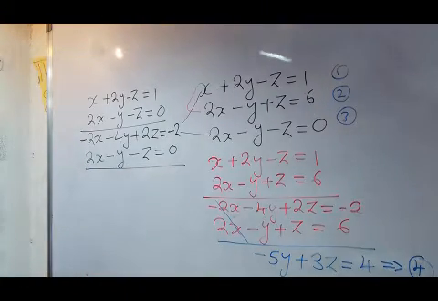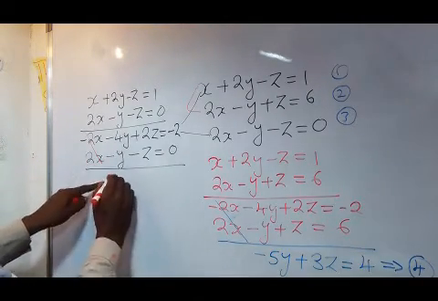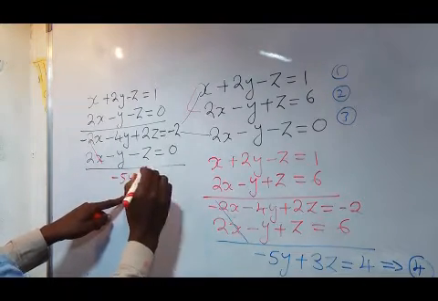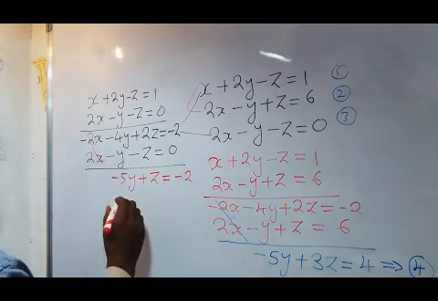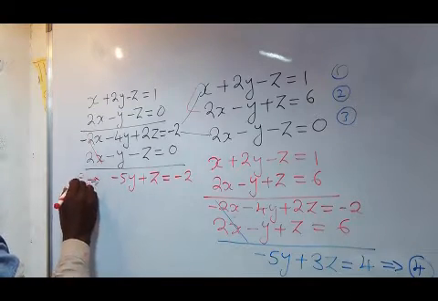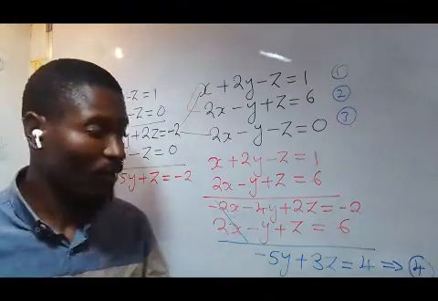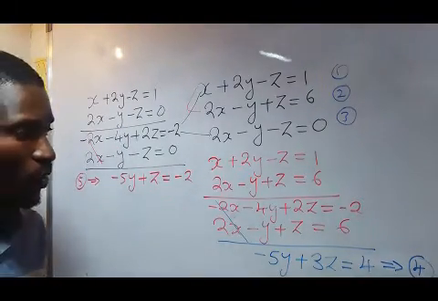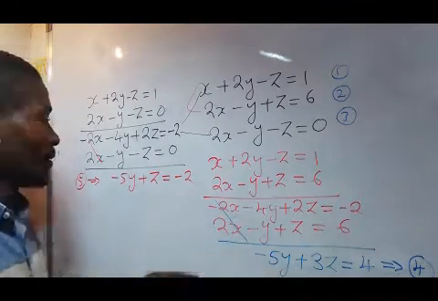So now I'm going to combine them. This goes, then this is -5y, then this is plus z equals negative 2. So what you have now, this is equation 5. This is the fifth equation, and this is the fourth equation. Now from there, what you're going to do is to combine this equation and this one.